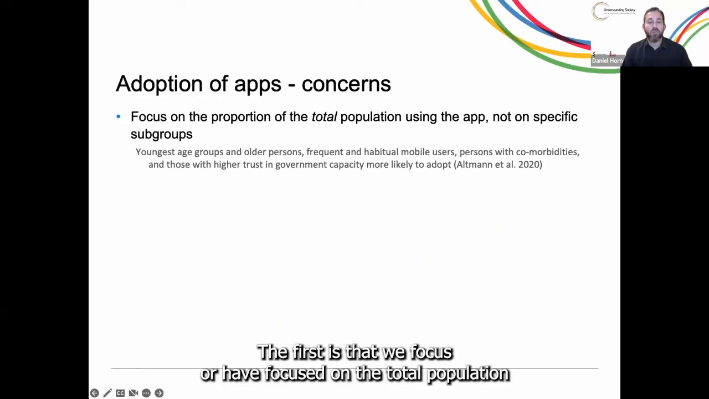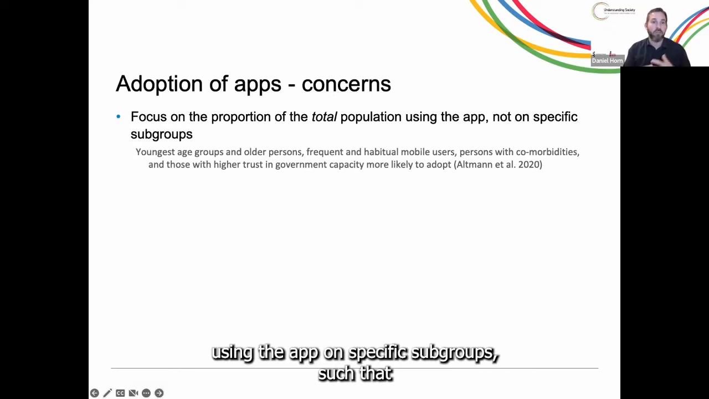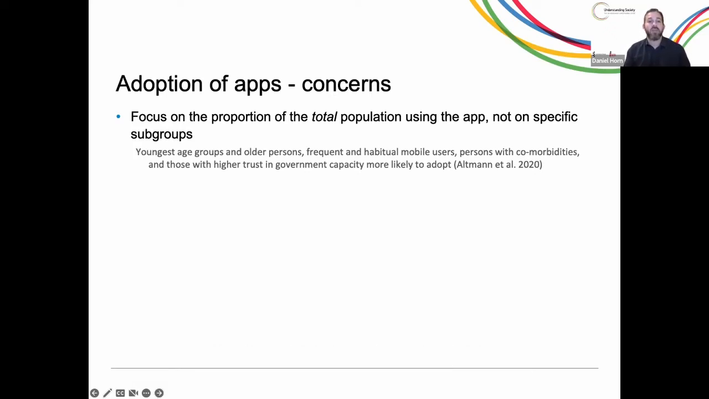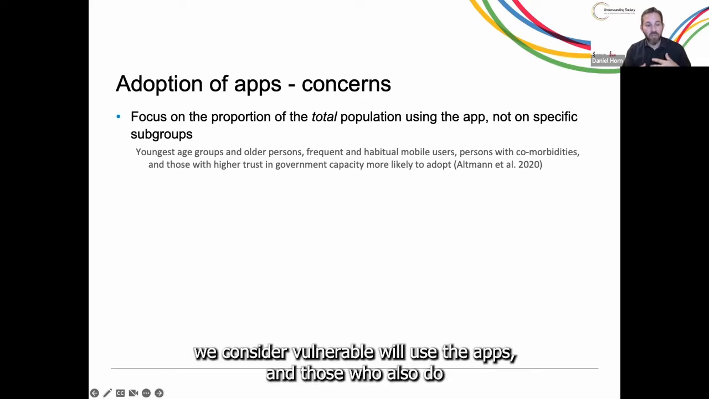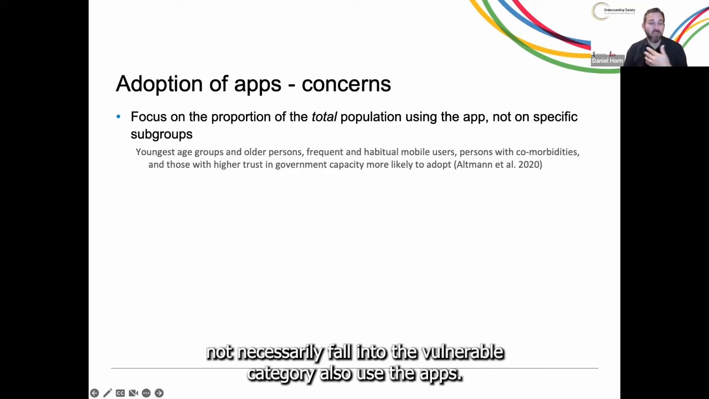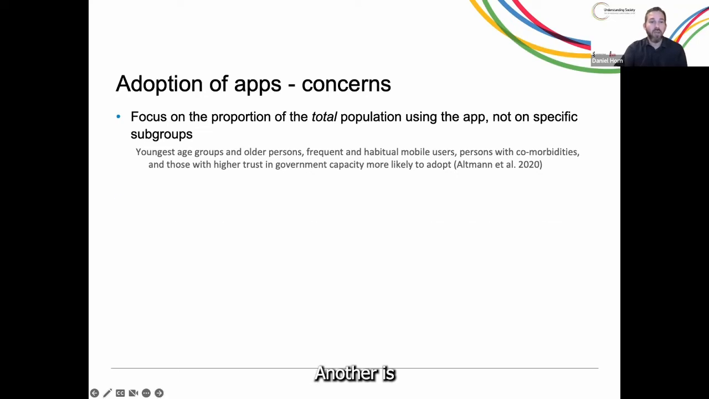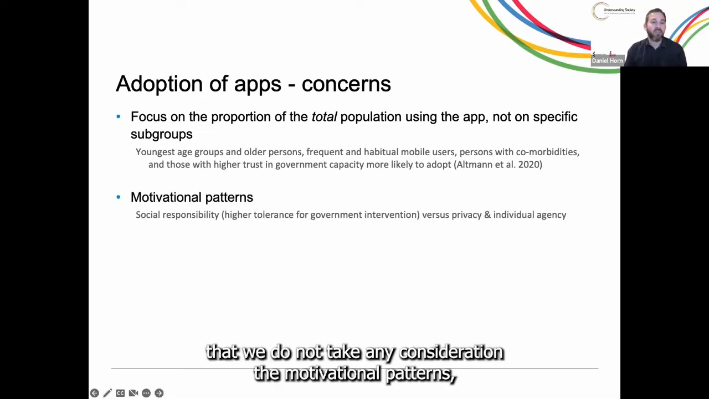The first is that we focus, or have focused, on the total population using the app, not on specific subgroups, such that the assumption is that those who need the app, who we consider vulnerable, will use the apps, and those who do not necessarily fall into the vulnerable category also use the apps. Another is that we do not take into consideration the motivational patterns.